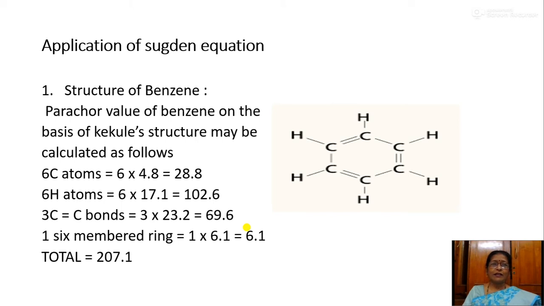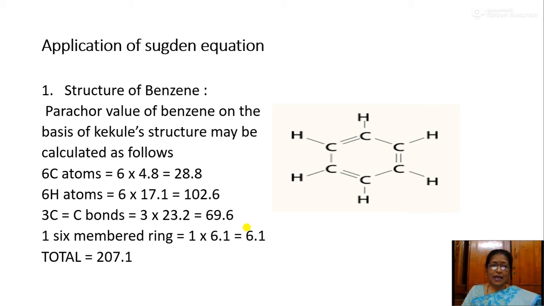Now let us see the application of this Sugden equation. So as I told you that prerequisite, we have to know the structure of the molecule. For that we have considered one molecule here, for example benzene. So benzene molecular formula will be C6H6. It is having alternate double bond and single bond, 6 carbon atoms and 6 hydrogen atoms. This is the structure according to the Kekulé.